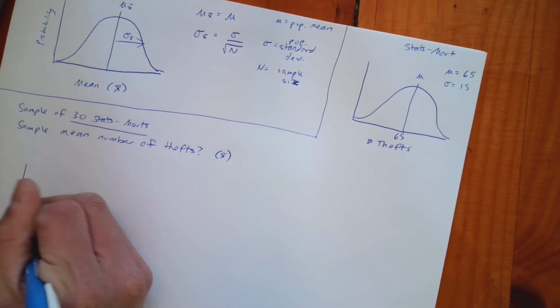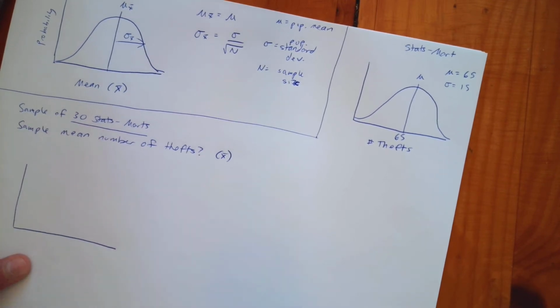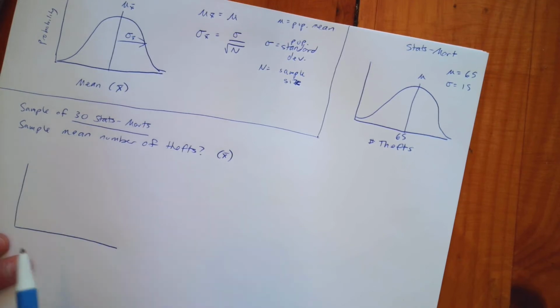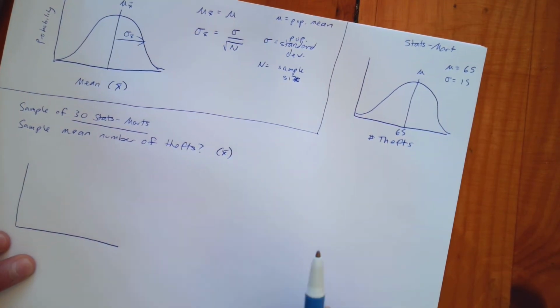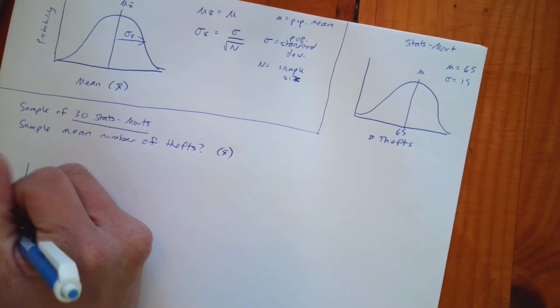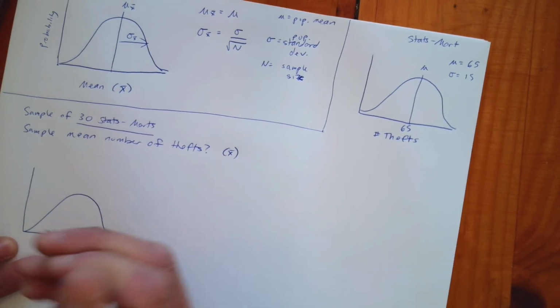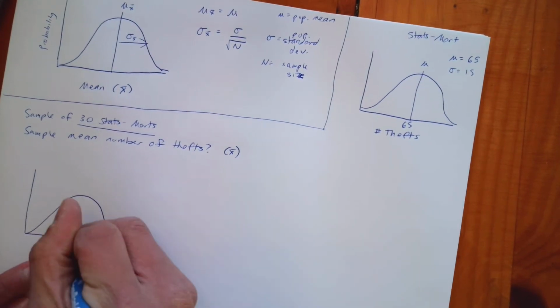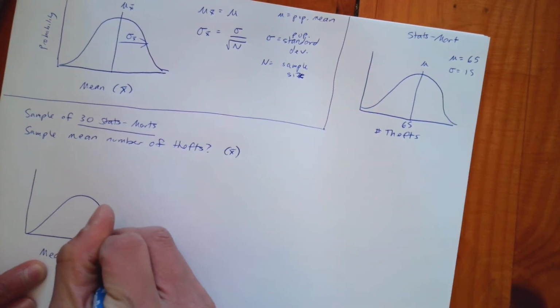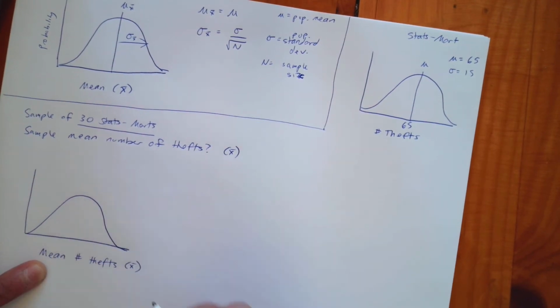So what we need to do to fill this out is come up with a probability distribution that describes the different possible sample means that we could get and the probability of getting each one. So here the variable on our x-axis is going to be the mean number of thefts, or x bar.